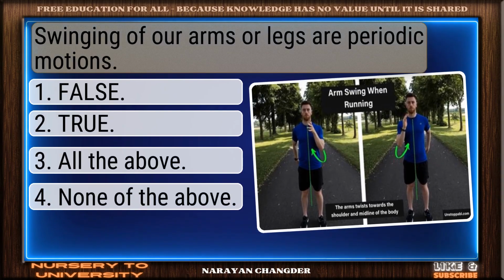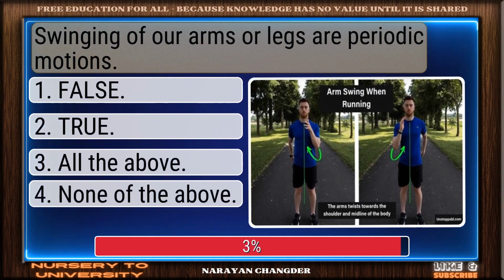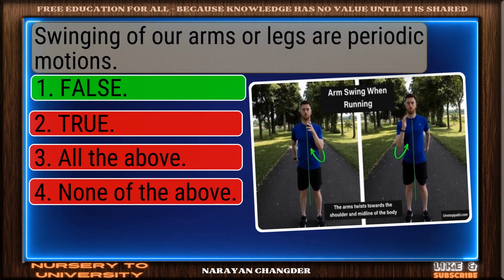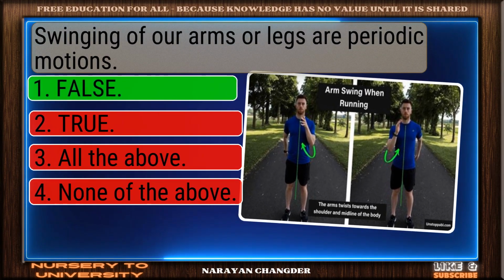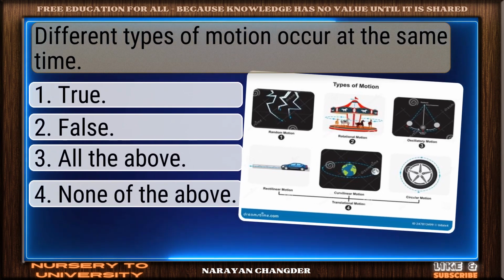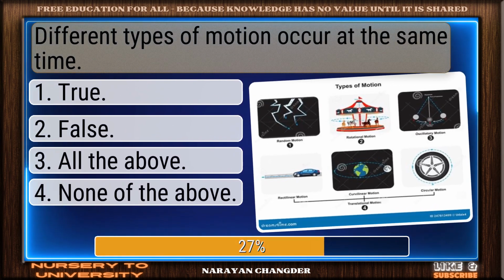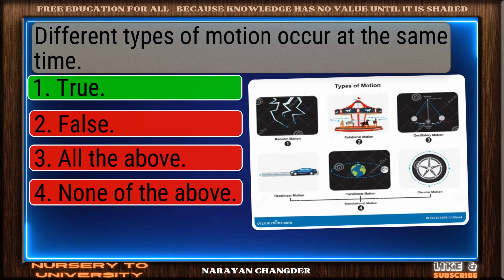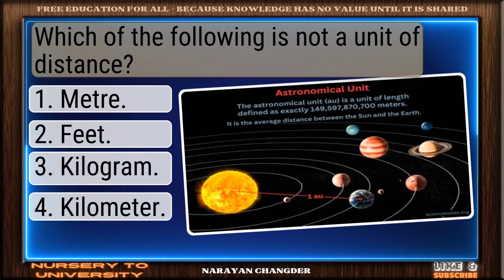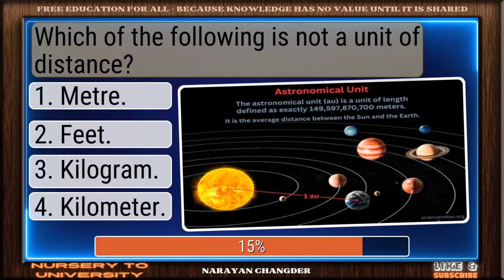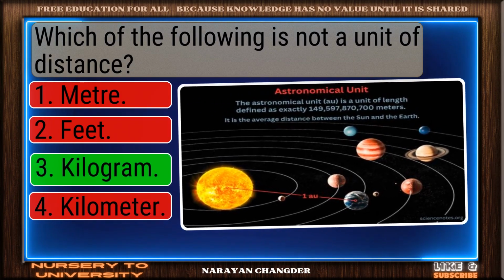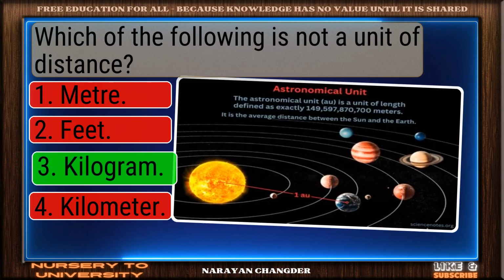Swinging of our arms or legs are periodic motions. Good thinking. False is the right answer. Different types of motion occur at the same time. Solid response. True is a valid choice. Which of the following is not a unit of distance? Good job. Your answer, kilogram, works well here.